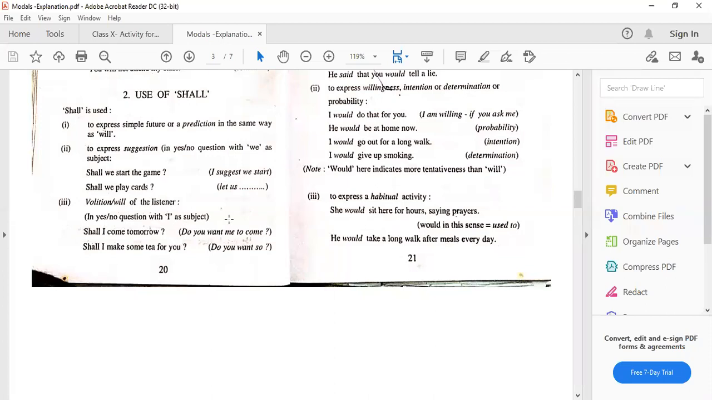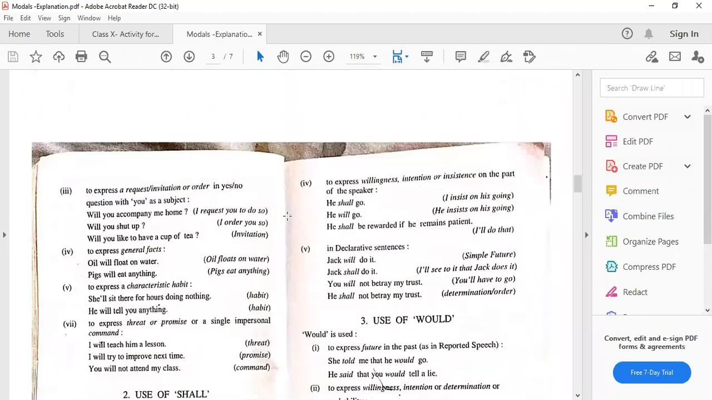अगर I subject है तो we can start the sentence with shall to show the will of the listener. Shall I come tomorrow? Do you want me to come? मतलब क्या आप चाहते हो कि मैं आऊँ? Shall I make some tea for you? Do you want so? That means you want to get the willingness of someone by using shall in the beginning.